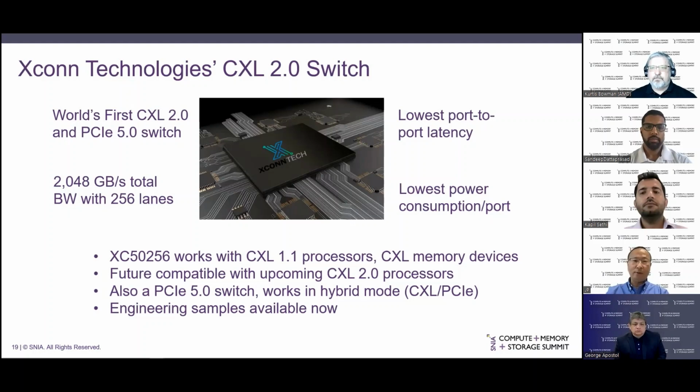So this is the world's first CXL 2.0 switch and also a PCIe Gen 5 switch. The switch has a total of 256 lanes with a total switching capacity of 2 terabytes per second. And it's purpose-built for CXL applications, memory expansion and memory pooling. So the port latency is the lowest in the current industry. And our chip optimizes the design to have the lowest power consumption.